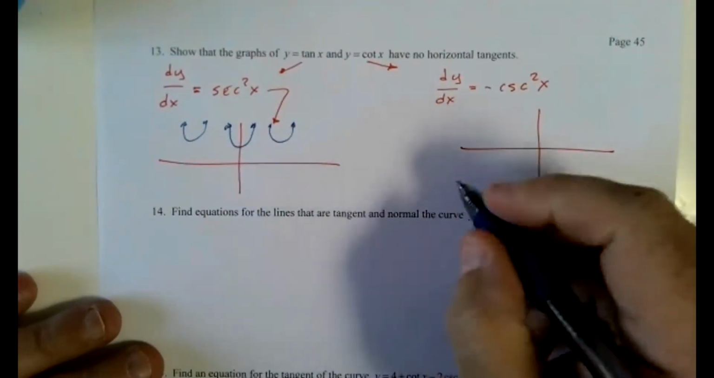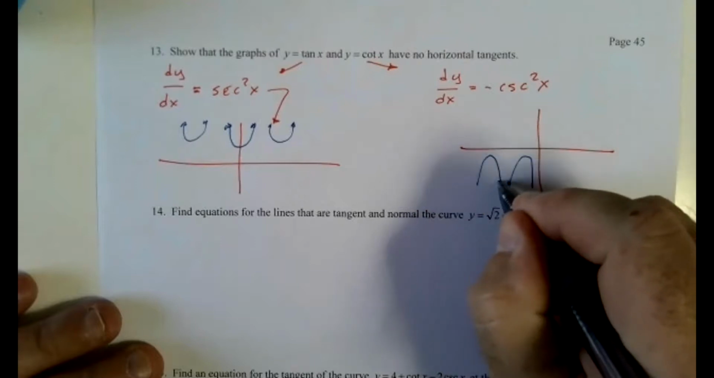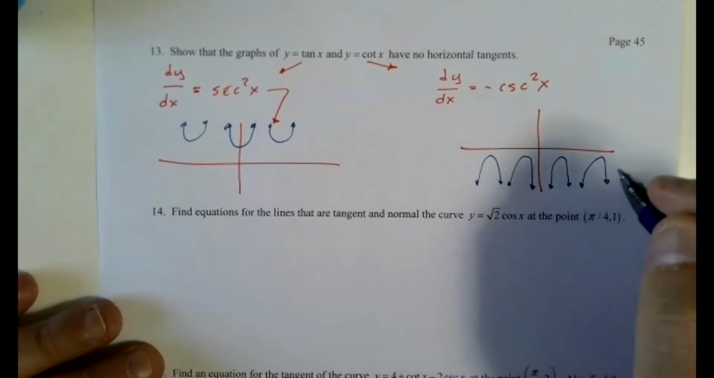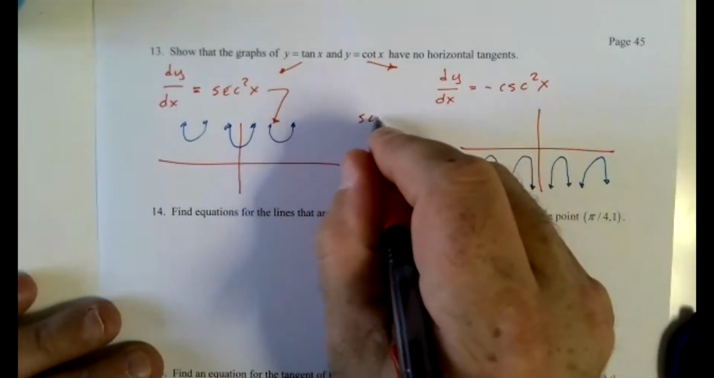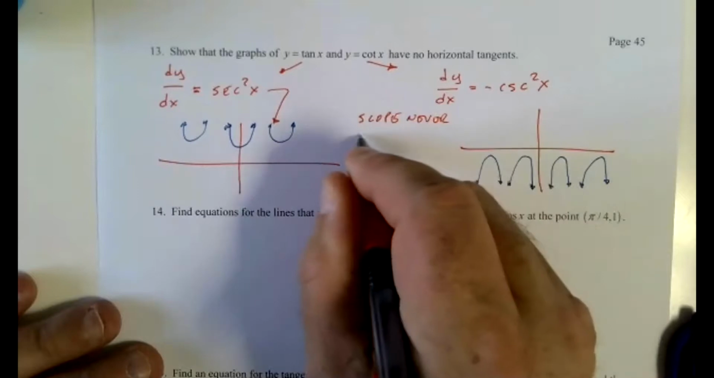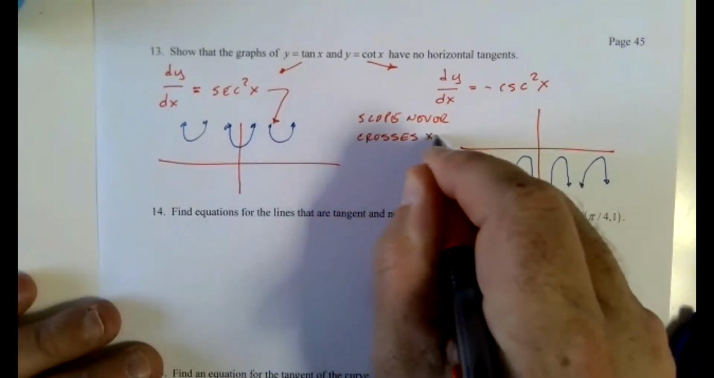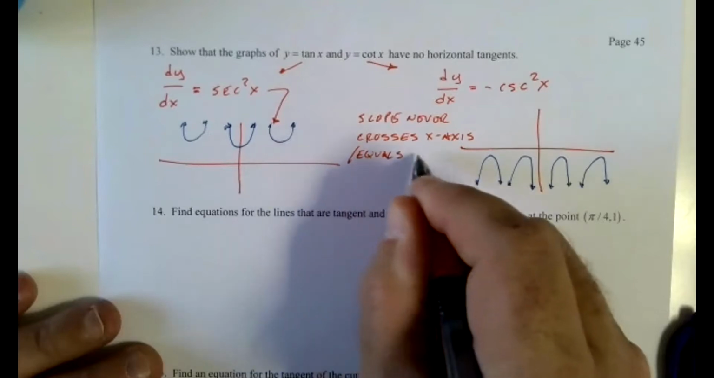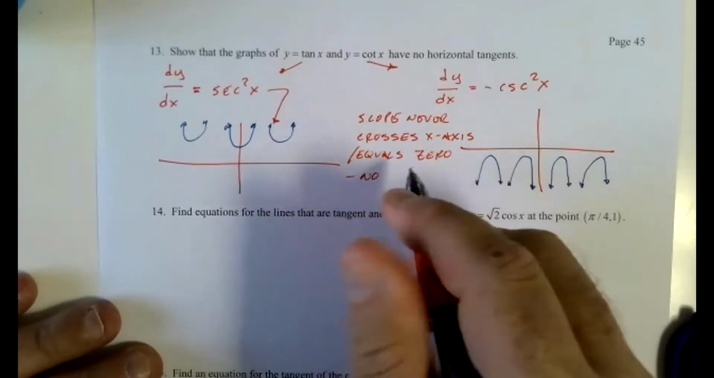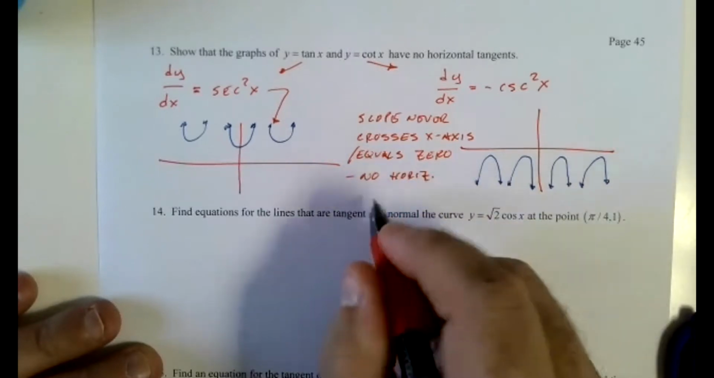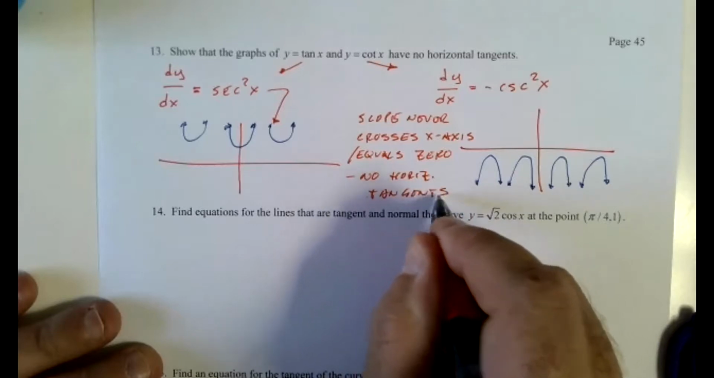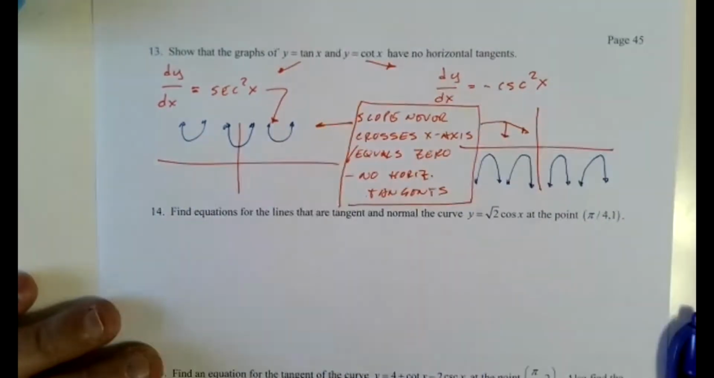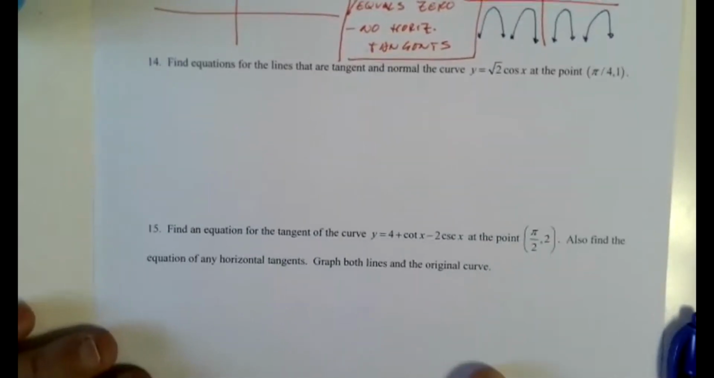So, slope never crosses the x-axis, equals 0. No horizontal tangents. There you go. That's hard work.